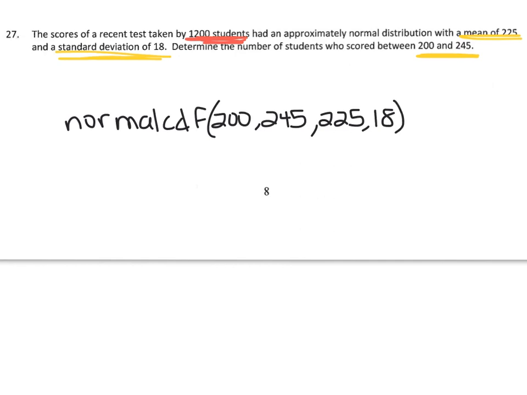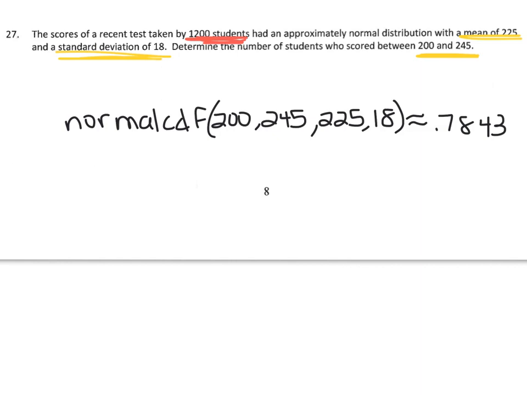Now, to get to the normal CDF in your calculator, you go to 2nd VARS. VARS is the button just to the left of clear. Then you go down to choice 2, normalcdf. Make sure you pick the one with CDF, not PDF. It takes lower, upper, mean, standard deviation. So when we do that and hit enter, we get approximately 0.7843.